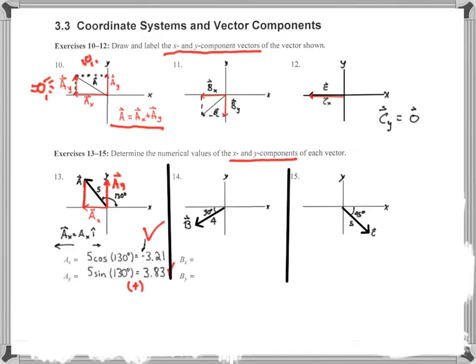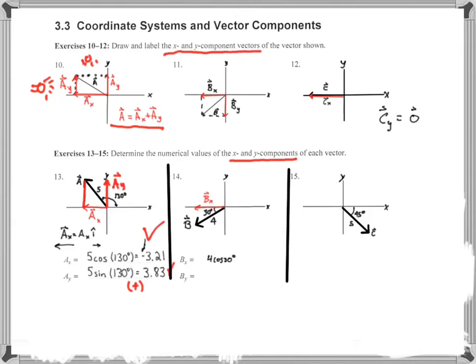All right, moving on to 14 and 15. In 14, we have the vector B in the third quadrant, making an angle of 30 degrees with the negative x-axis, and the magnitude of B is 4 units. So we're looking for Bx, the x component of B. First step, as always, draw the x component vector of B. That x component vector is an arrow that points to the left on the x-axis.